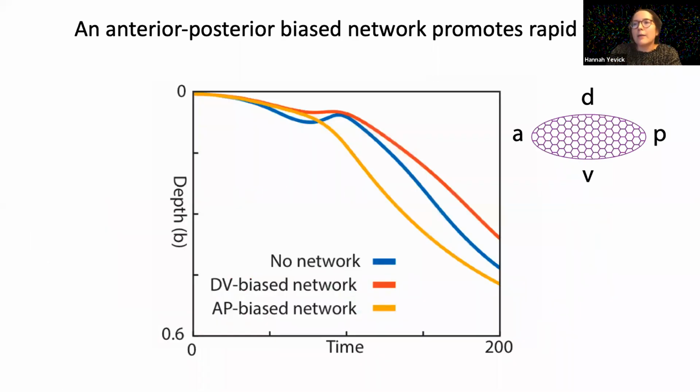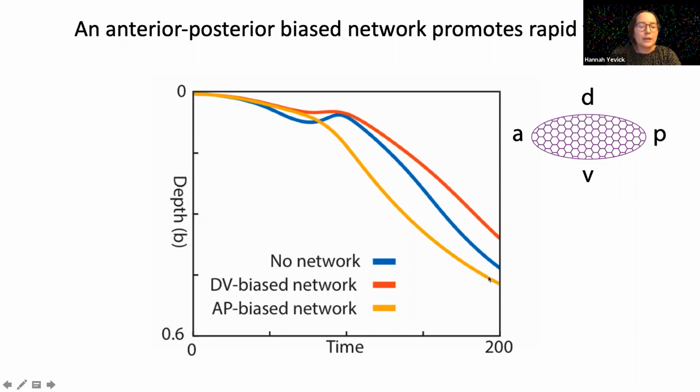If we look at how important the orientation of these edges are in this effect, we can look at how the furrowing happens on the shell with shells that have no network, one that has a dorsally ventrally biased network, and one that has this anterior posterior biased network. And not just the presence of the stiff network, but actually its orientation along the AP direction is most favorable for a furrow to form fastest and deepest. So there'll be this yellow line here.